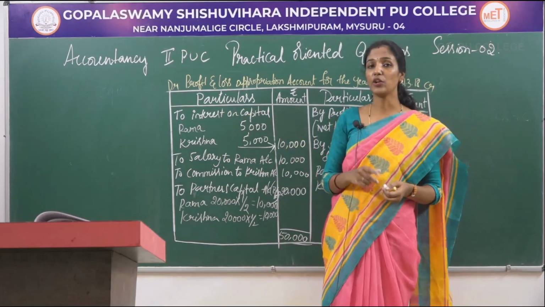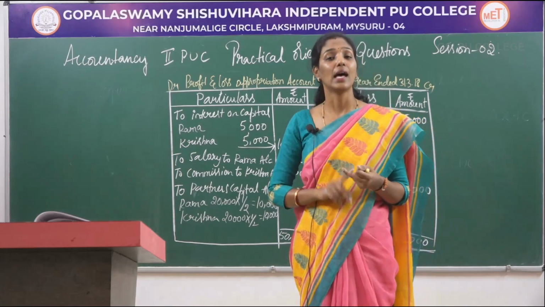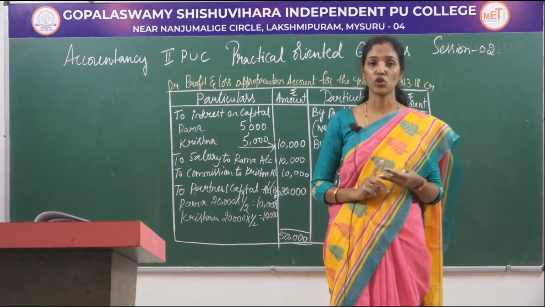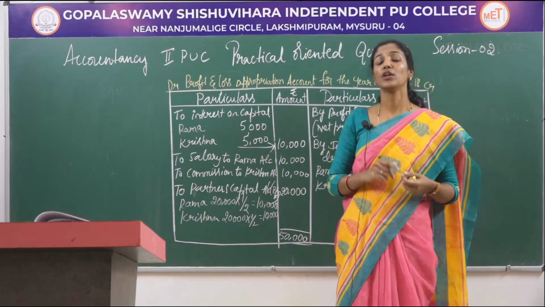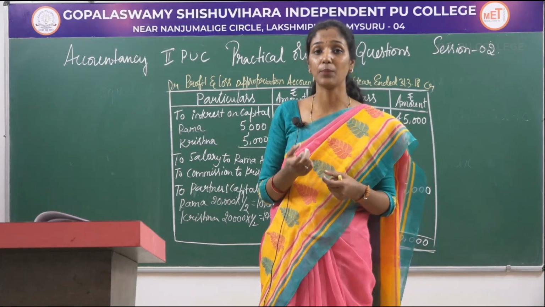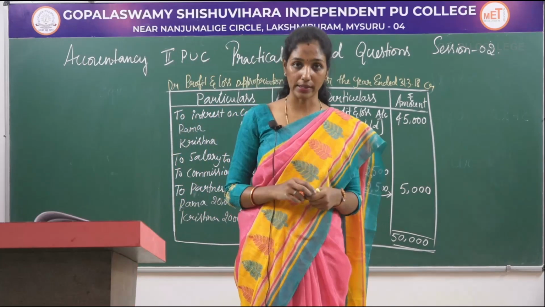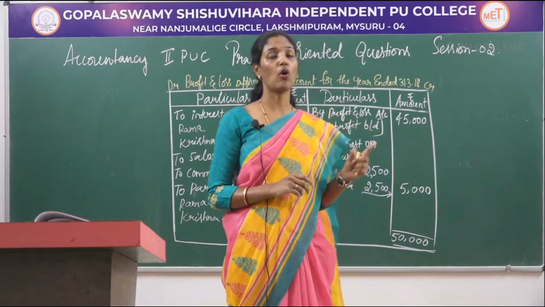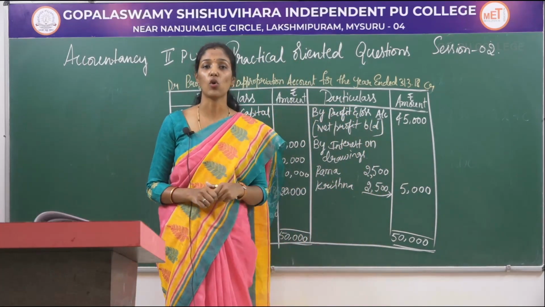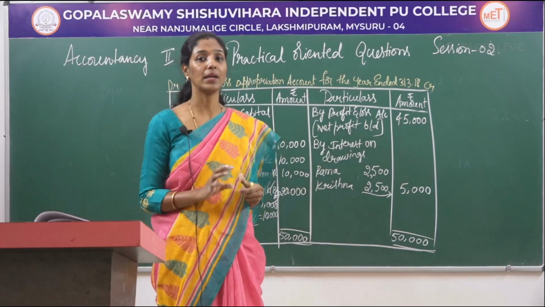So on the debit side you have to record interest on capital of the partners, salary to partner and commission to partner. On the credit side you have to record profit and loss, that is net profit of the year, and interest on drawings, so that must be recorded on the credit side of the profit and loss appropriation account. So this is for 5 marks.